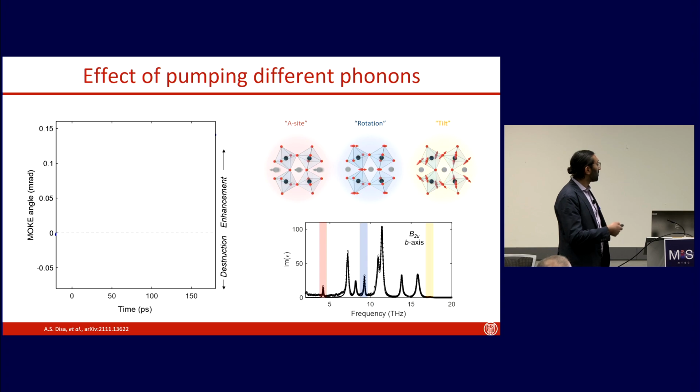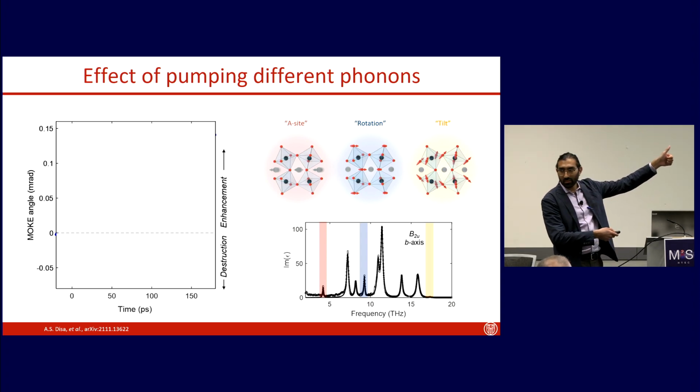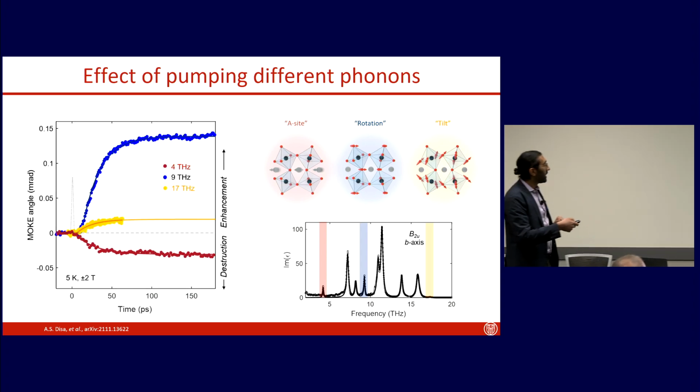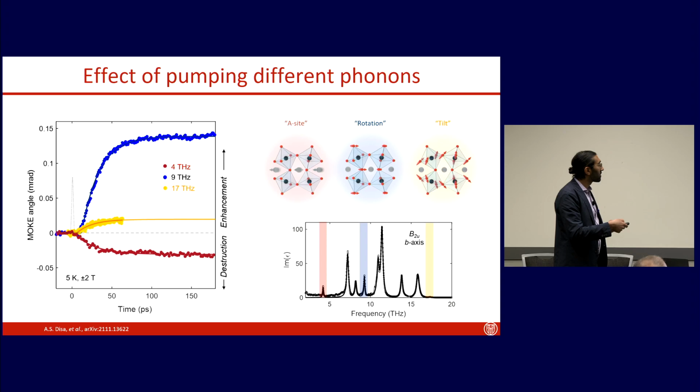So what I'll show you here now is the time-resolved MOKE trace as a function of time. Before I show you, the important thing is that a positive signal means that I've enhanced the magnetism. A negative signal here means I've weakened the magnetism. And this is what we see. Here's where the pump pulse comes. And in blue, yellow, and red are the results for pumping these three different modes at 4, 9, and 16 or 17 terahertz.